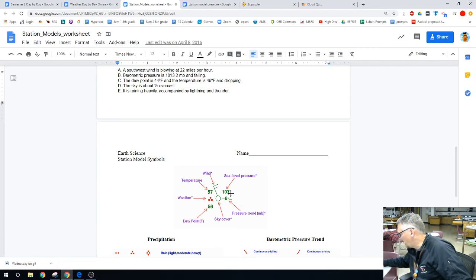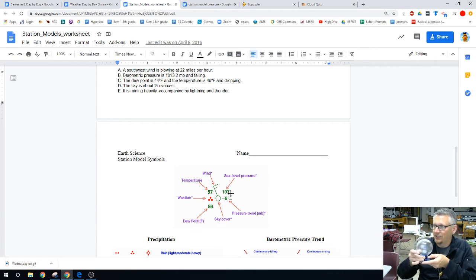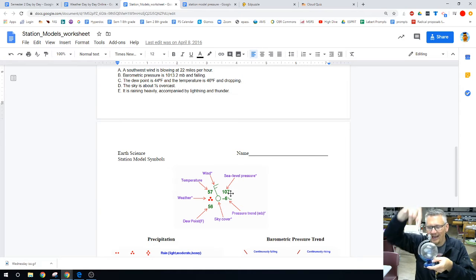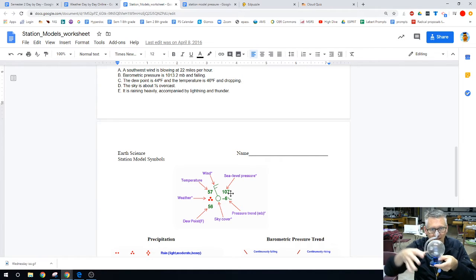And when we talk about air pressure, it is something that is read by a barometer. And for those of you that have been in my class or have seen this, as this goes up, that means it's a low pressure. And as this goes down, that means it's a high pressure.